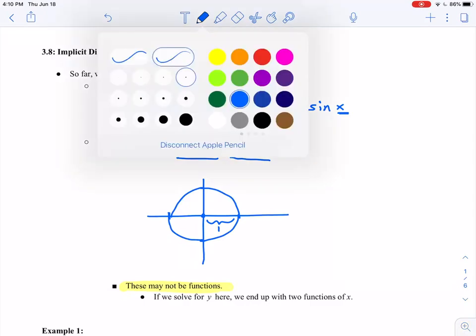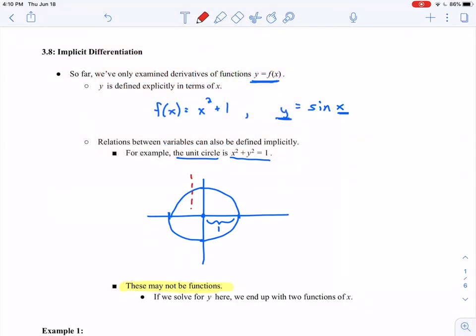But this looks a little bit odd because this is not a function. If you were to use the vertical line test, it would fail, right? Here it intersects right here, and I know if I have a vertical line that intersects more than one time, it's not a function. So these implicit relations may not be functions, which is a little bit odd for us to be working with, but we can still use a lot of the same derivative ideas that we've used in calculus for these types of relations.